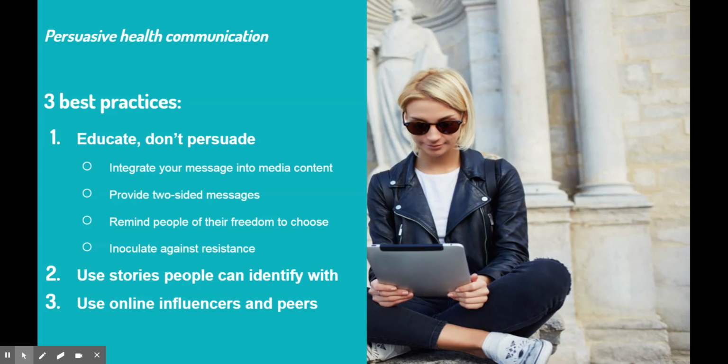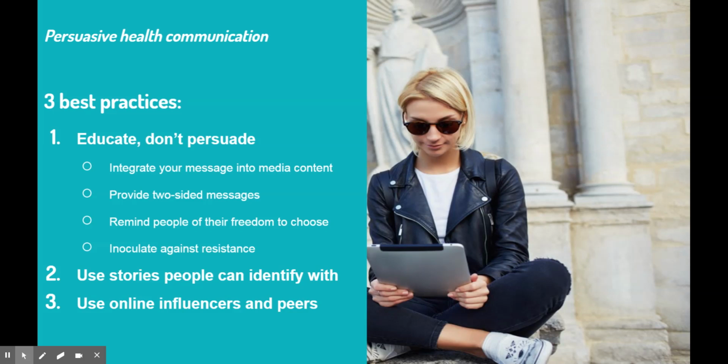And furthermore, you can try to present people more two-sided, balanced information. And it is good to remind people that they are still free to choose, so they don't feel again threatened in their freedom to do whatever they want.